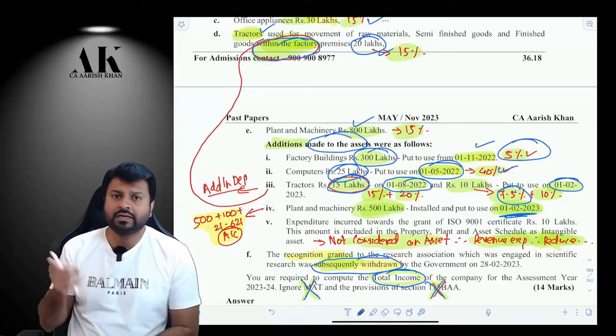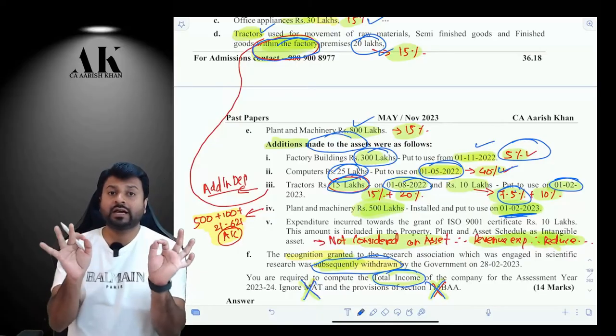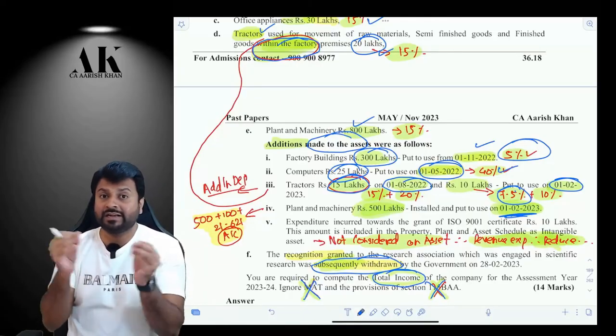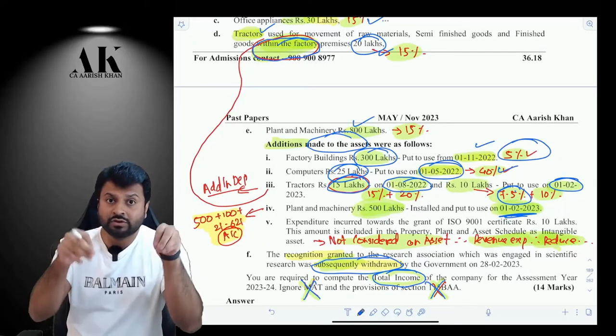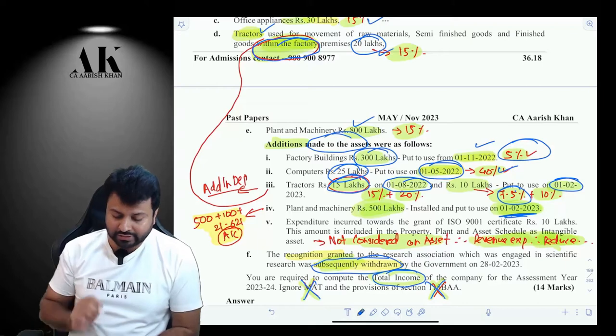That is 7.5%. Plus, you will also get additional depreciation on these tractors. Why? Because these tractors are used in the factory. Do you remember that I have told you? Forklift trucks, special cars, special vehicles, which are used especially inside the factory, will be eligible for deduction of additional depreciation. So it is eligible for depreciation.